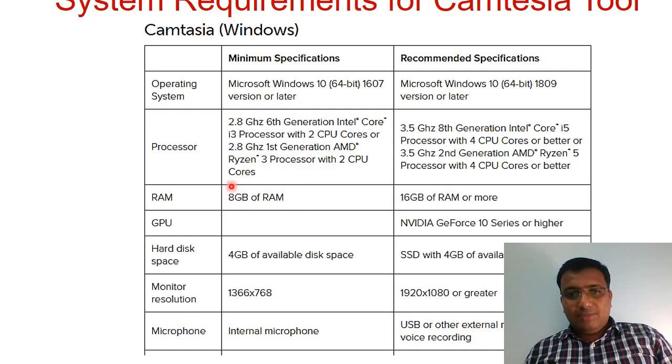The RAM is very important in this case. The RAM requirement is 8 GB. Then we require a GPU. It's not recommended, but if you have a GPU, that is a graphics processing unit, then it will be more beneficial for you. Minimum hard disk required is 4 GB. Then monitor resolution is 1366 by 768, and then we require an internal or external microphone. That will be fine. So these are the minimum system requirements for using the Camtasia tool.